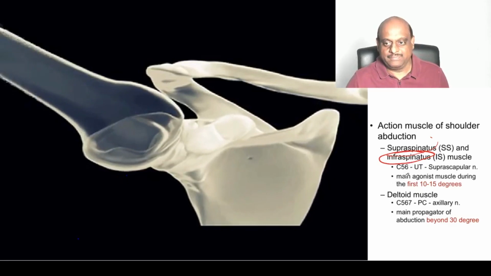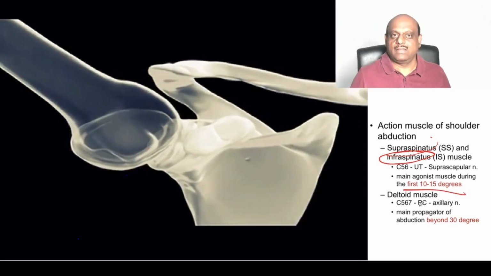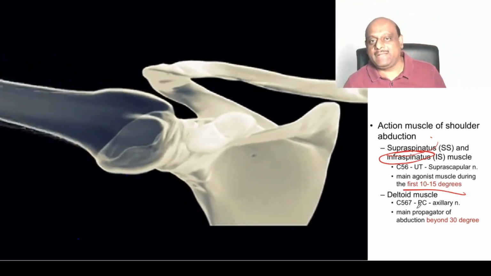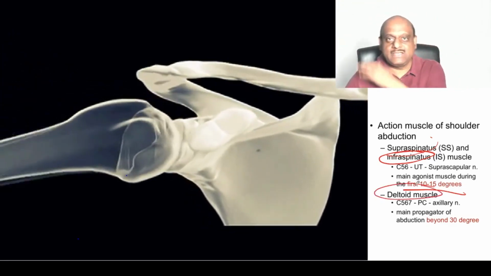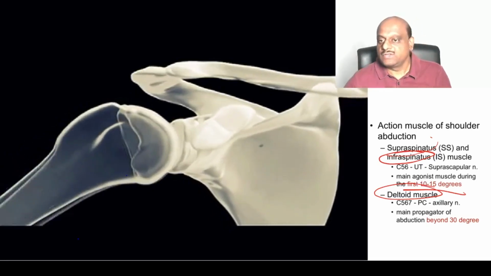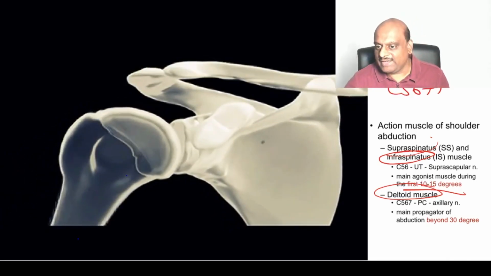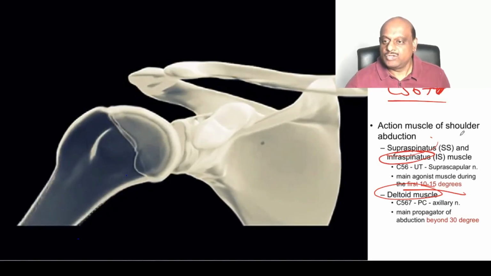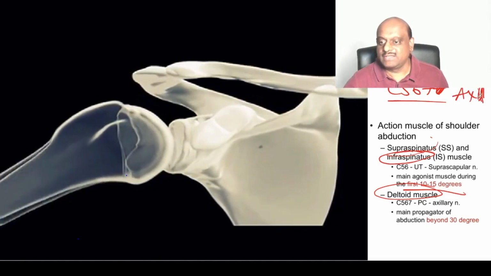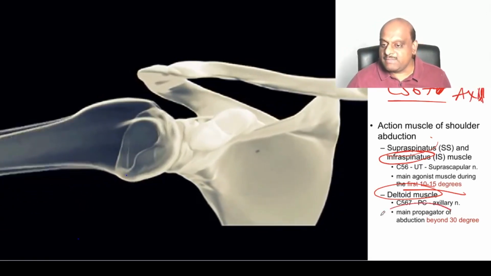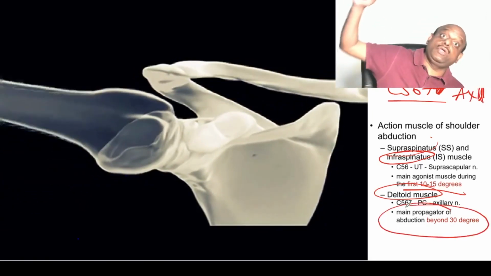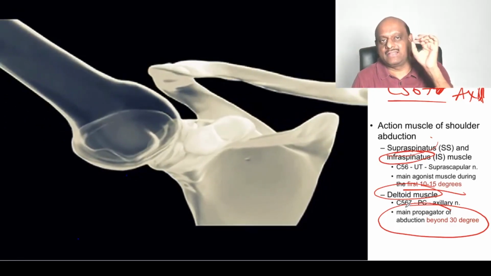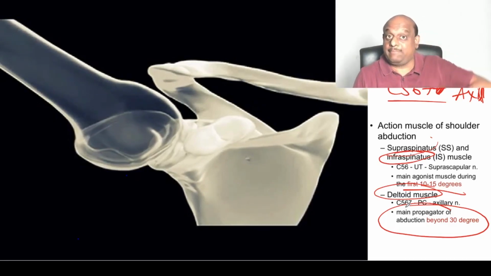And you should know that they are the main muscles involved in our first 10 to 15 degrees of abduction. Then deltoid muscle, right? C5, 6, 7. So it is the axillary nerve which supplies the deltoid, and it is the main propagator of the abduction beyond 30 degrees. So that is the favorite MCQ of the examiner about the abduction of the shoulder.